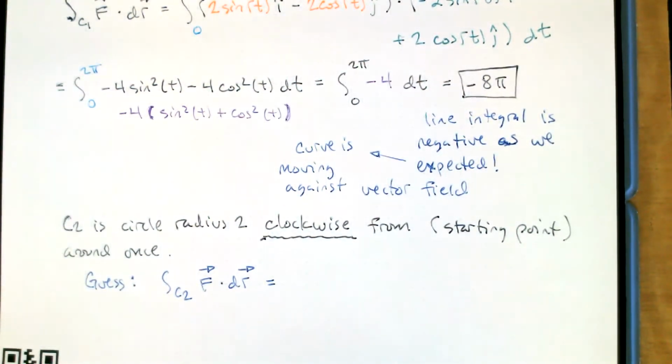Or at the end of the test, the second to last problem was just the previous one. We got -8 pi. And I'm like, oh, 30 seconds left. And you're like, oh shoot, there's a whole other problem. And then you look at C2 and it's just a circle of radius 2 clockwise from whatever starting point around 1 time.